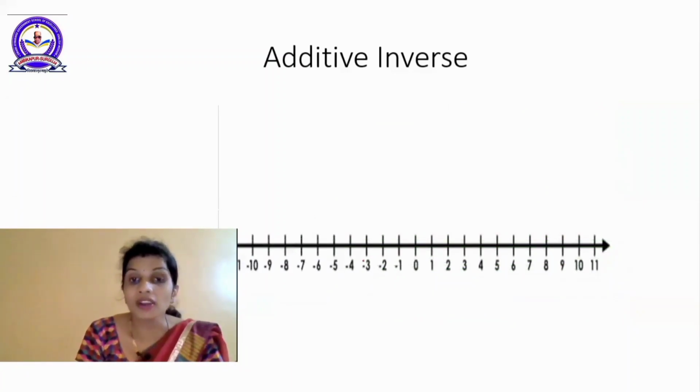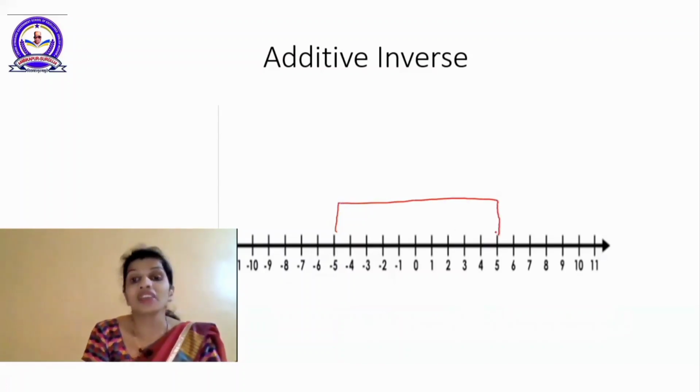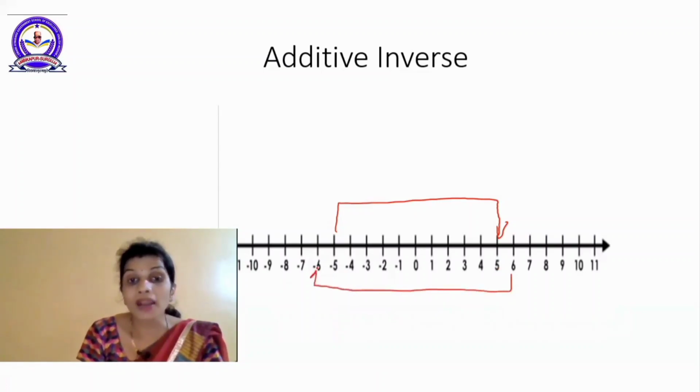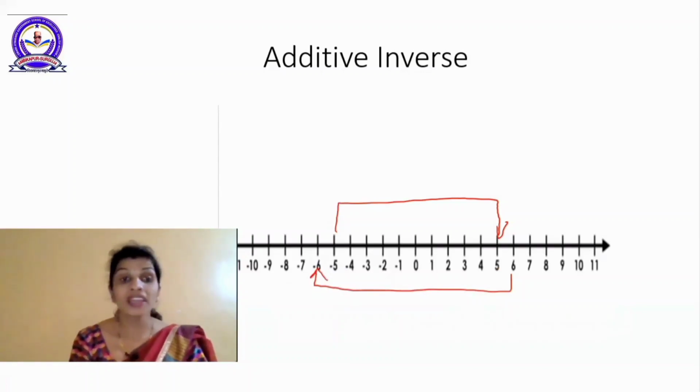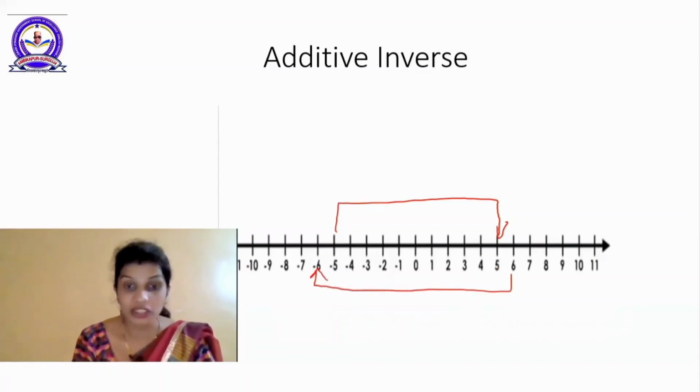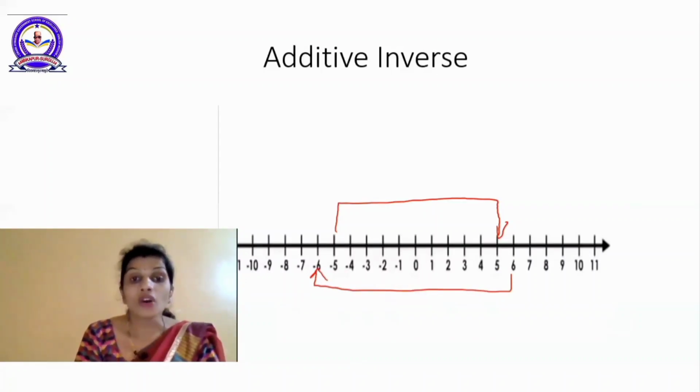Now see here, the numbers are given. Suppose I ask you what will be the additive inverse of -5. What are you going to say? The opposite of -5, the additive inverse of -5, is 5. Very good. Similarly, if I ask what is the additive inverse of 6, you will say it is -6. So positive and negative numbers are just opposite to each other. All the negative integers are smaller than 0, and all the positive integers are greater than 0.